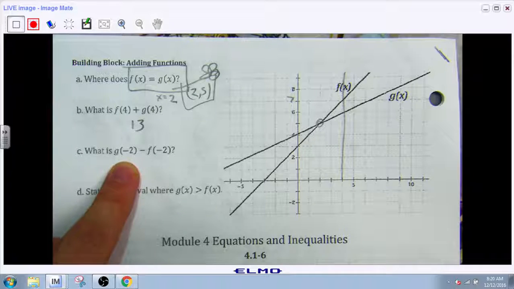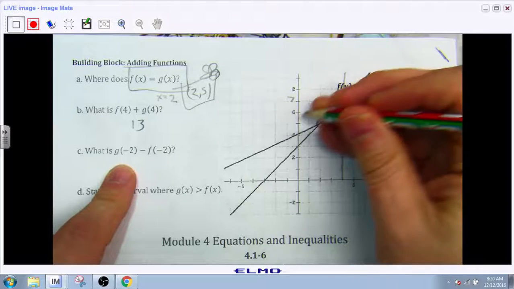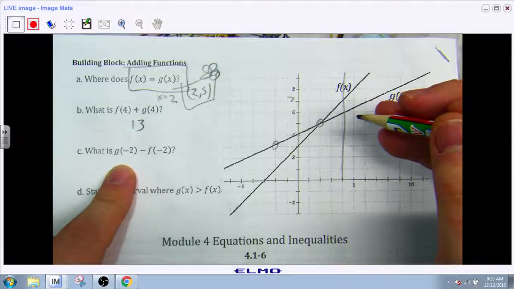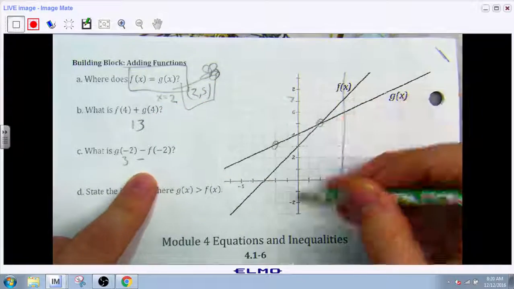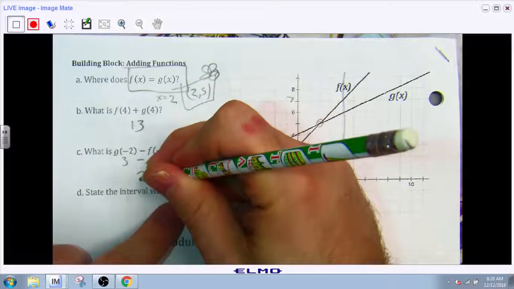What is g of negative 2 minus f of negative 2? All right, g of negative 2. Negative 2 appears to be this, which looks like 3. I'm going to subtract f of negative 2, which appears to be 1. So 3 minus 1 is 2.